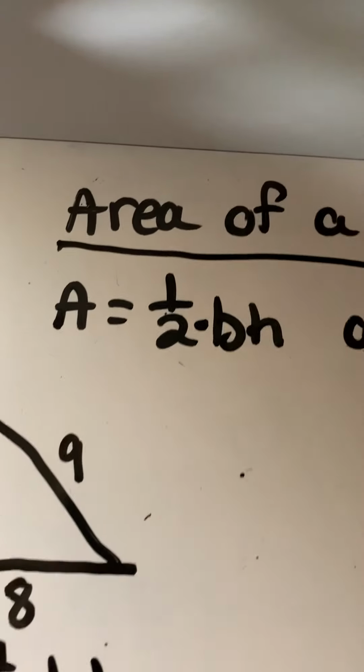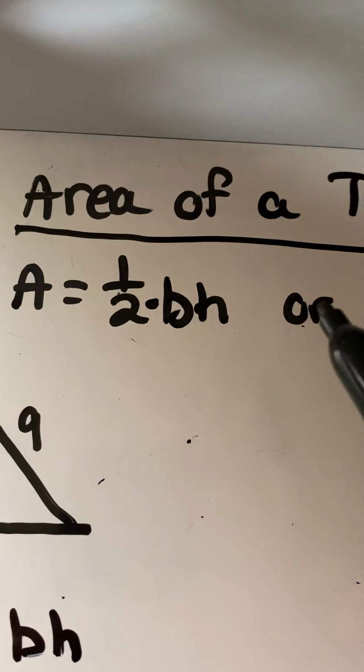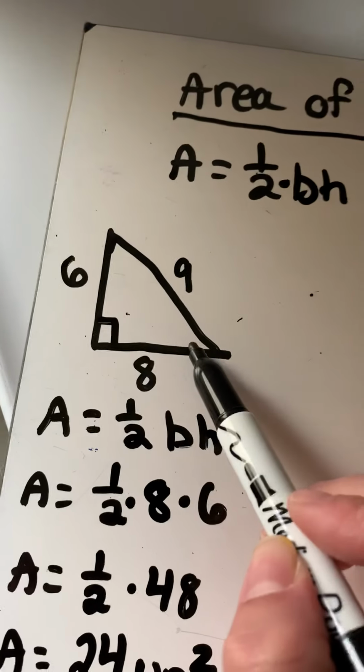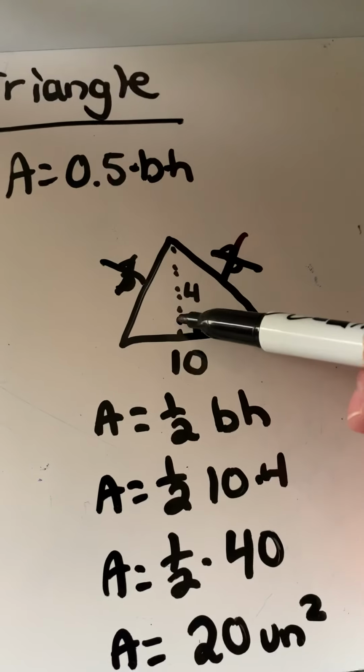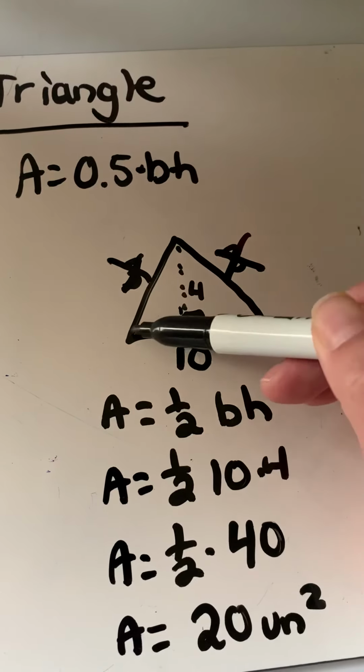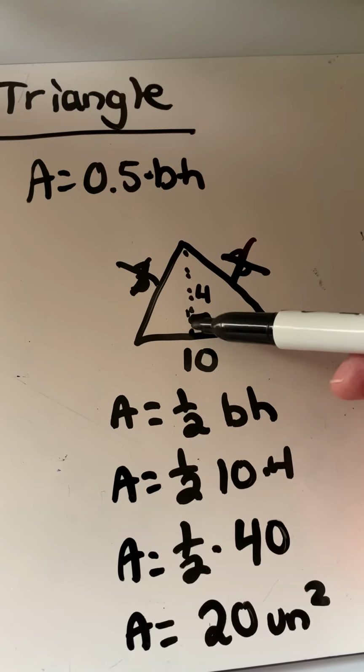So area equals half times base times height. My base and my height form a right angle.